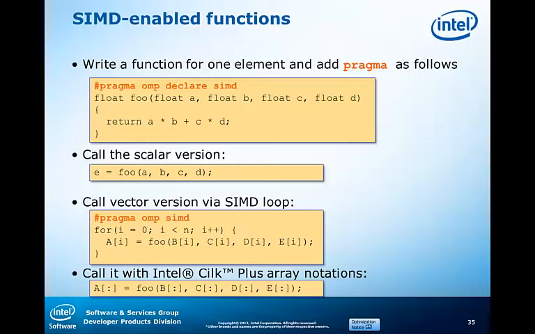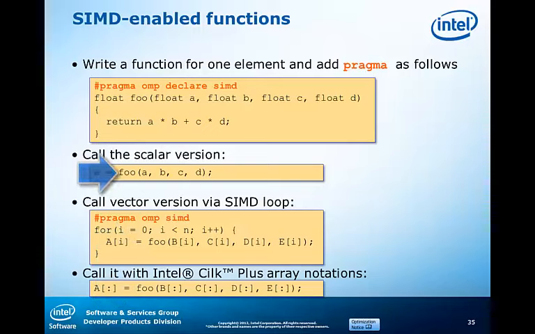For IA, we'd like a version of foo that works well on SIMD vector. SIMD-enabled functions is Intel compiler's mechanism to get that to happen. We see three usage examples here. Two of them will call the vectorized foo, while one calls a scalar version of foo.